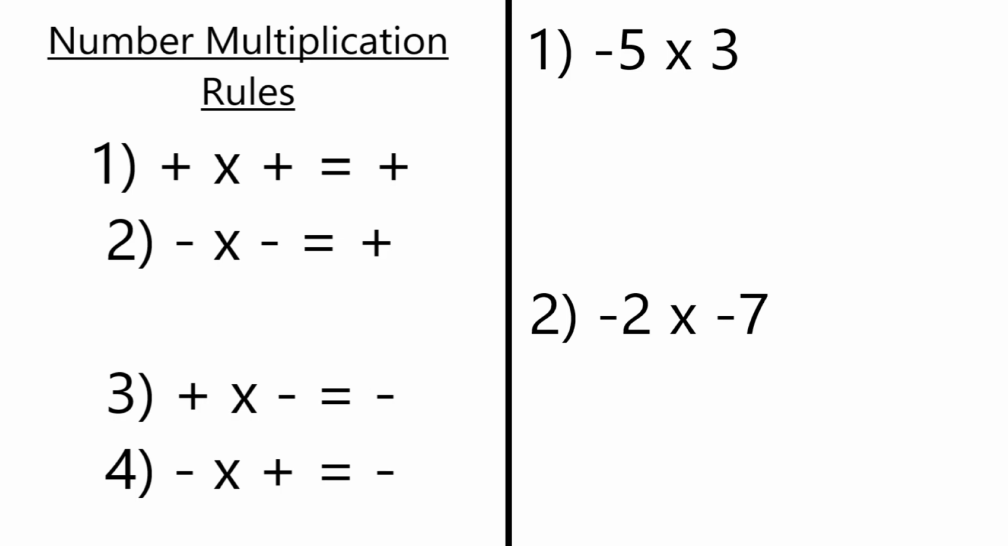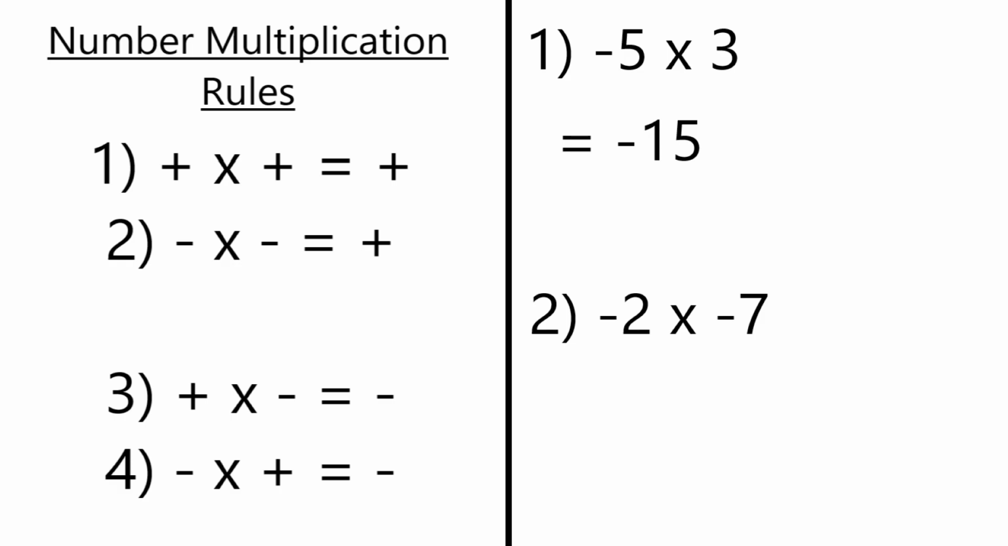Let's try question number 1. If you want to, you can pause the video and see whether you can get it right yourself. But for question number 1, we have negative 5 times positive 3. And again, it doesn't say positive 3, it is just a positive 3 because it has no negative symbol. 5 times 3 is 15, but one of them is a negative. So rule number 4 says we are going to get negative 15.